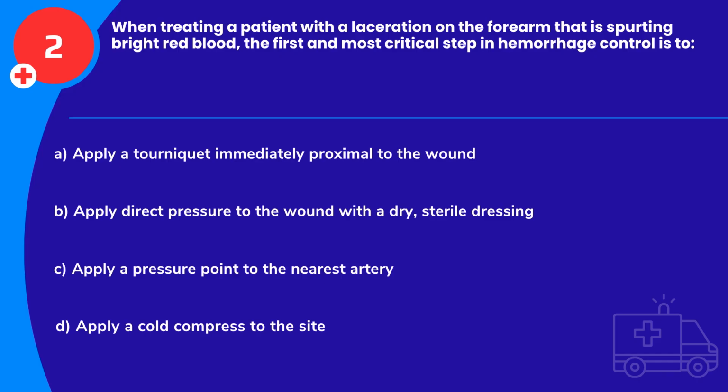When treating a patient with a laceration on the forearm that is spurting bright red blood, the first and most critical step in hemorrhage control is to A. Apply a tourniquet immediately proximal to the wound. B. Apply direct pressure to the wound with a dry, sterile dressing. C. Apply a pressure point to the nearest artery. D. Apply a cold compress to the site.